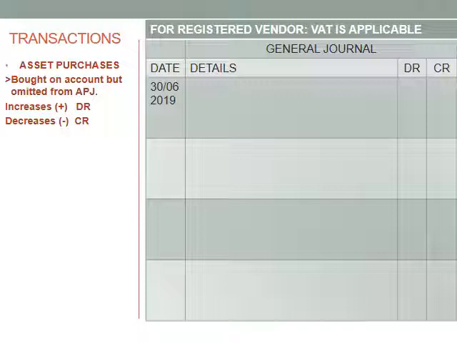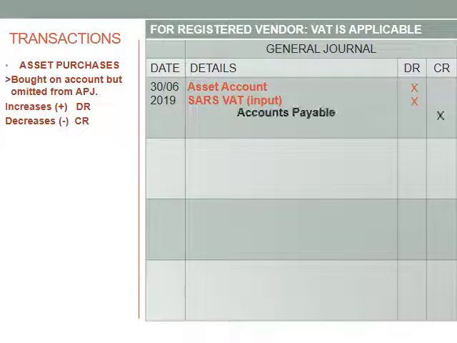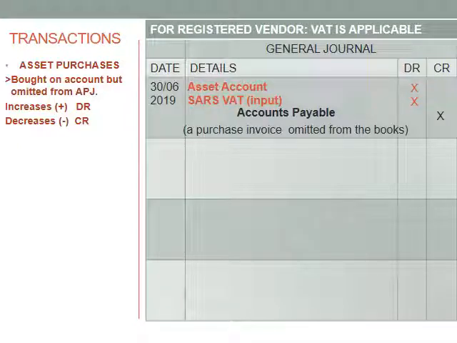Looking at a fundamental element of the accounting equation: if assets were bought on account, but then omitted from the accounts payable journal, the entries that will be made in the general journal are the following. The asset account will be debited if it's a qualifying expenditure. Input VAT will be determined. The input VAT will be debited in the SARS VAT account, while the accounts payable will be credited with the amount including VAT. The narration will read: purchase invoice omitted from books.